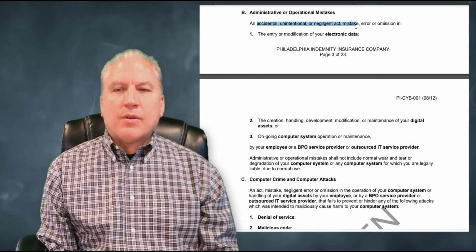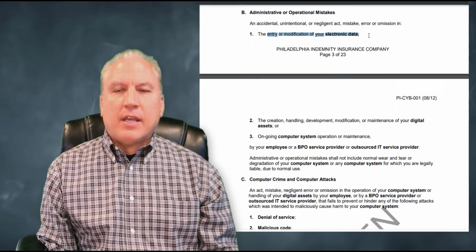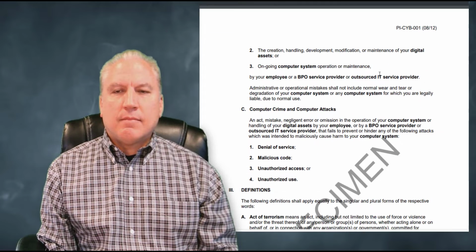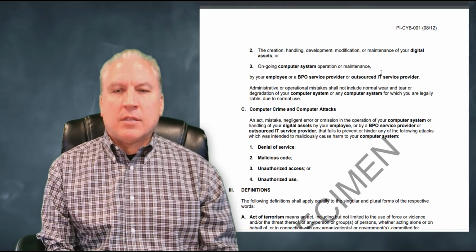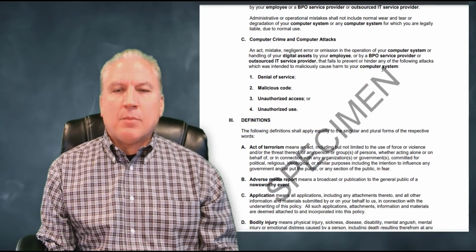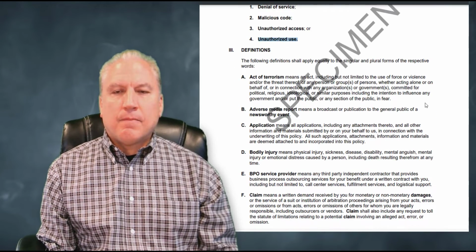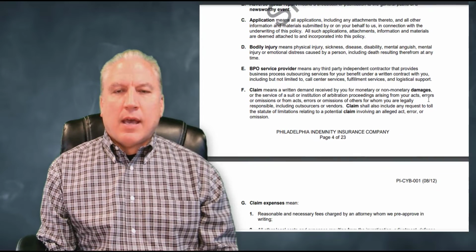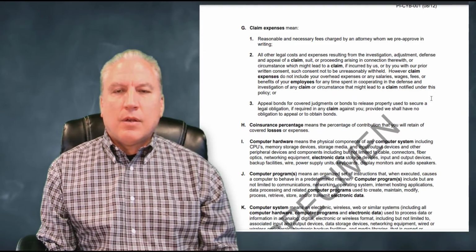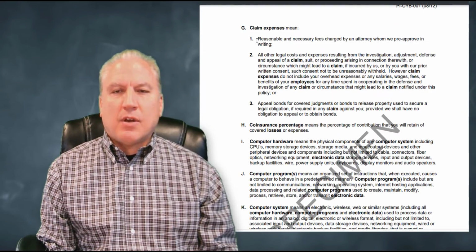Accidental, unintentional, or negligent modification of electronic data. So somebody pushes the wrong button and deletes your data, covered. Computer crime, mistake, negligent error, denial of service, malicious code, unauthorized access, hacking, covered. Let's take a look at claims expense. This is covered too.